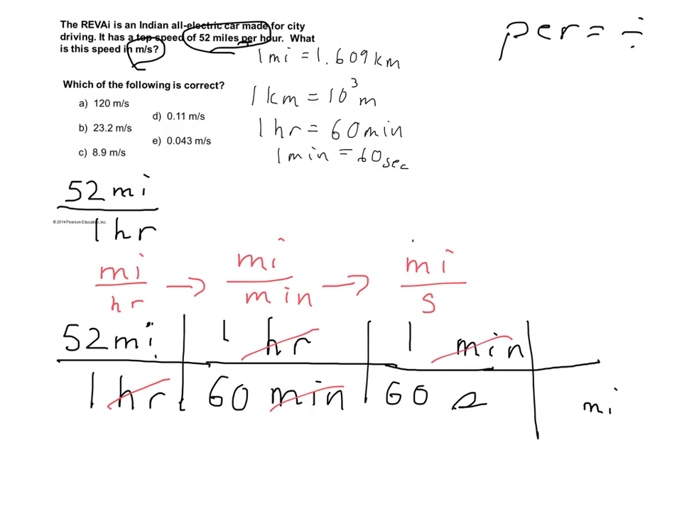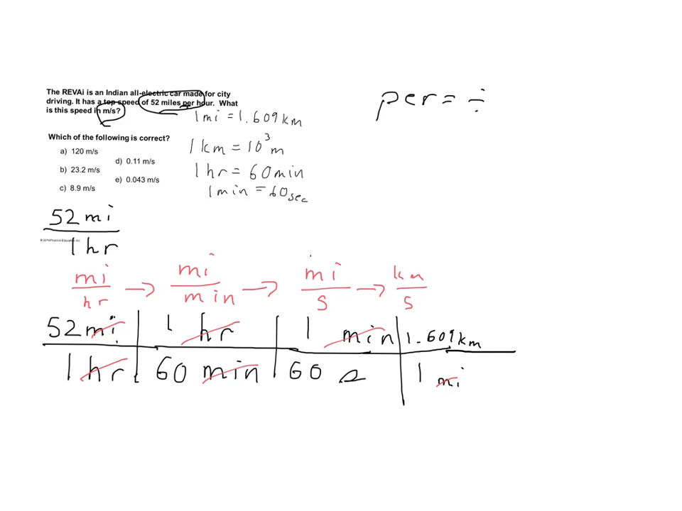I know that 1 mile is 1.609 kilometers. I don't know why I said seconds there. So now I've canceled out my miles, and I have units of kilometers over seconds. So I'm still not done. I need to get rid of my kilometers, so I'm going to place kilometers down here where they cancel out.